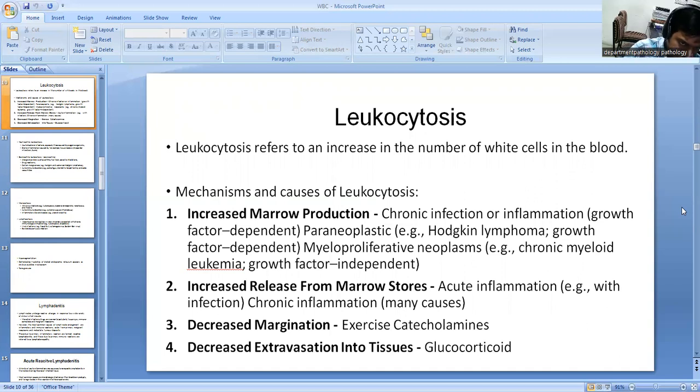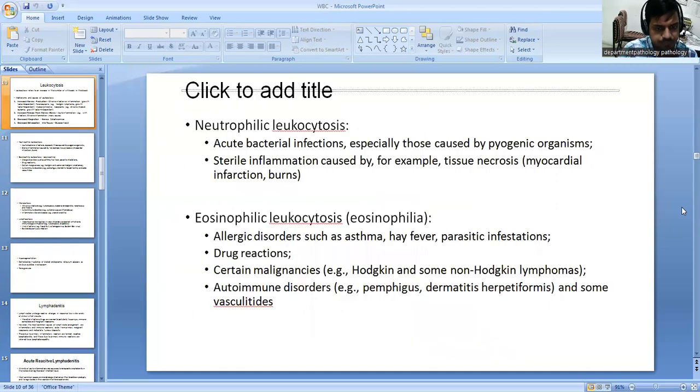Increased release from marrow stores: acute inflammation, chronic inflammation. Decreased margination: exercise, catecholamines. Decreased extravasation into tissues: glucocorticoids. Neutrophilic leukocytosis: acute bacterial infections, especially those caused by pyogenic organisms, and sterile inflammation caused by, for example, tissue necrosis, myocardial infarction, and burns.